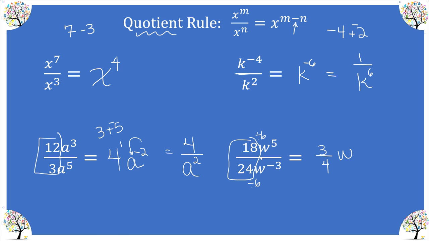Okay, we're going to make these two W's into a single W factor. So we're going to be careful because we have 5 minus -3. 5 minus -3. Keep, change, gives us 8. Since our 8 is positive, it remains in the numerator, so 3W to the 8th divided by 4.